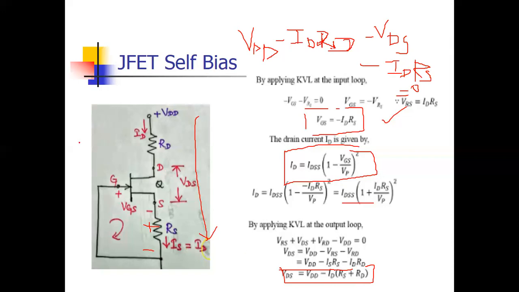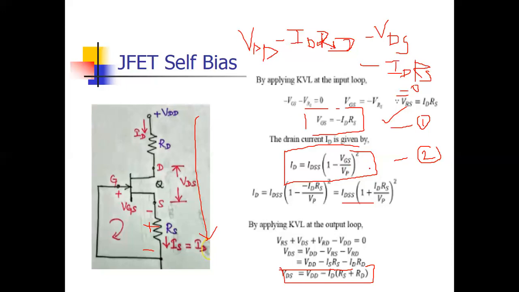So again, listen to the concept carefully. JFET self bias means ultimately we have to calculate the Q point. Q point means we have to calculate ID and VDS. So step 1 is to apply KVL on the input side. After applying KVL, you will find the VGS. Step 2 is to apply the formula of ID using the Shockley equation, that is ID equals IDSS times 1 minus VGS upon VP, whole square.